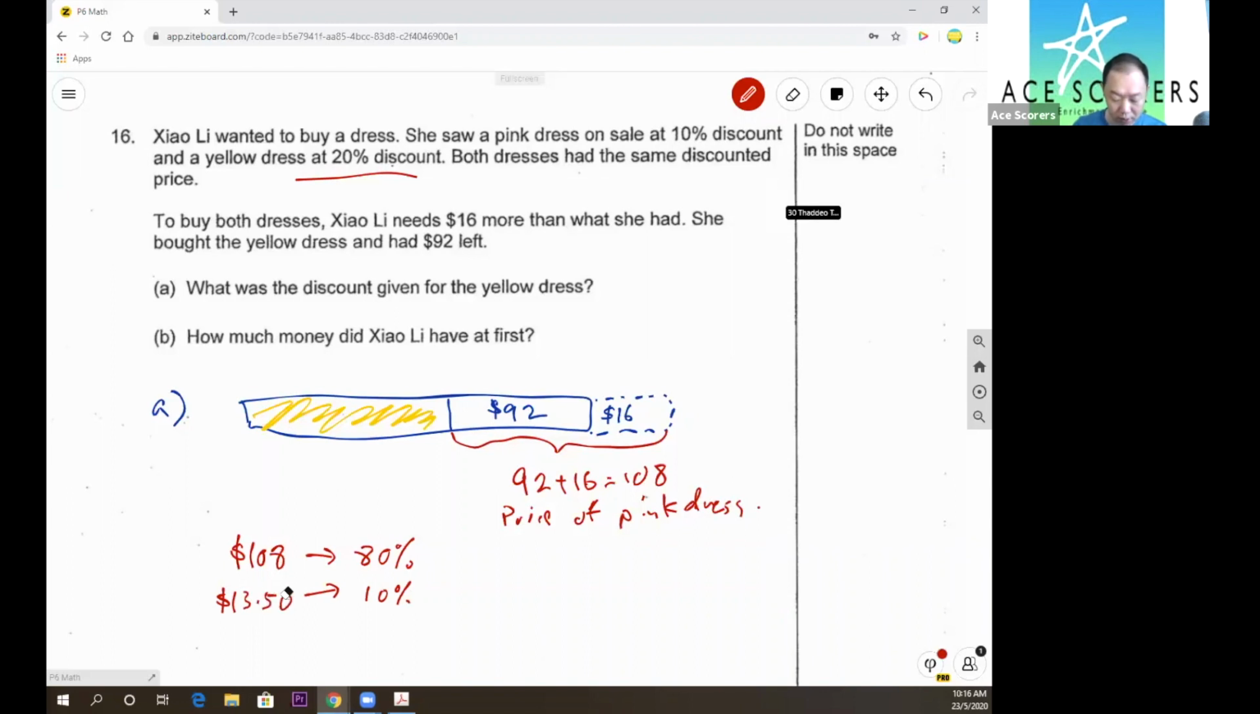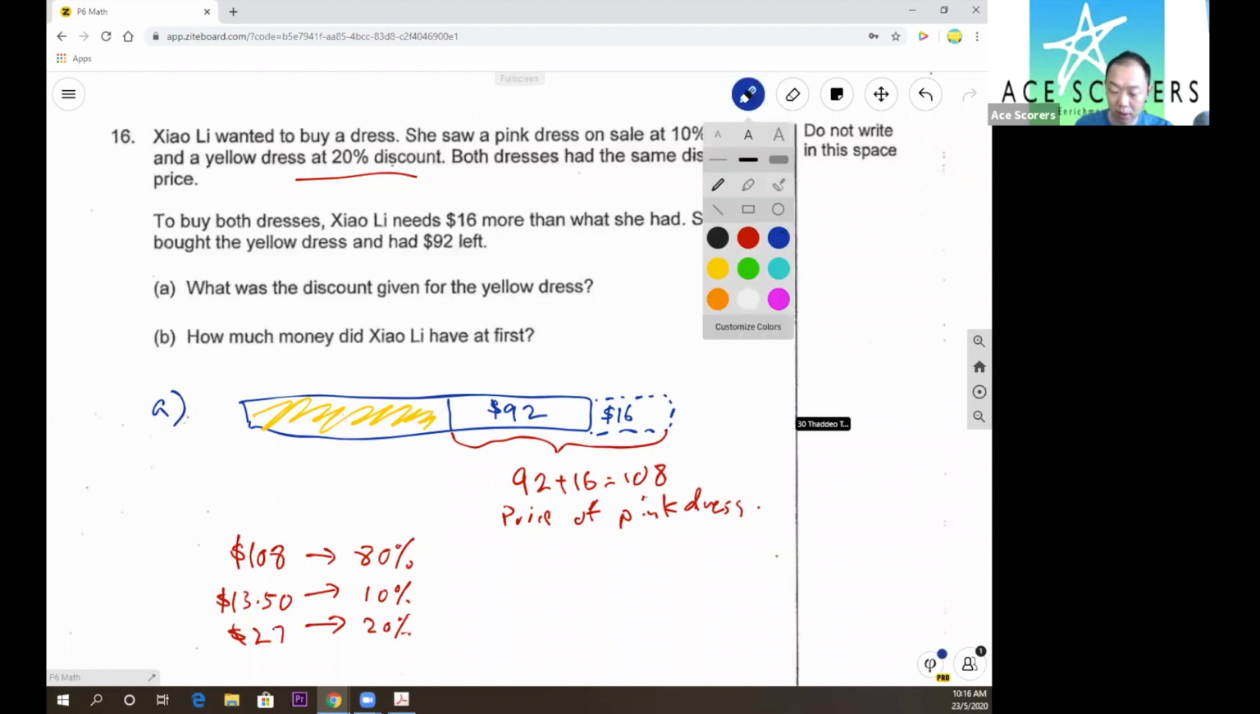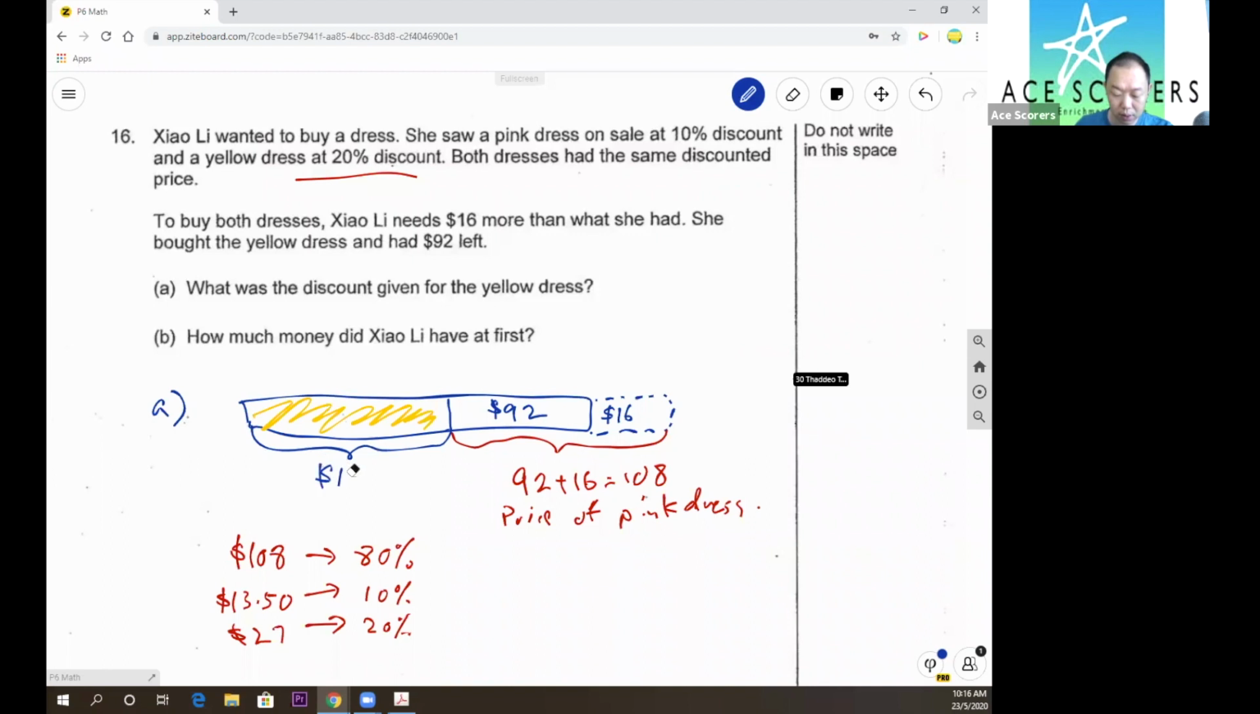All right, so 100%. But the discount was 20%. So I just want to find 20%. It's just $27. So the discount is $27 for the pink dress. So part B, how much money did Sally have at first? That's the easy part actually. Because the amount of money is the blue color thing, and we know that this part is 108. This is 108. So for part B, I'm just going to write here.